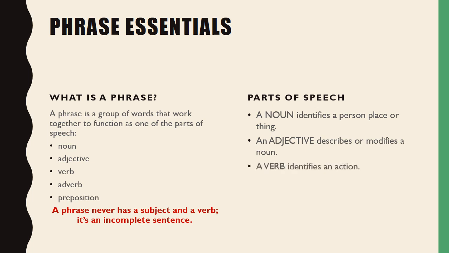A verb identifies an action. So, jump is a single word action, right? Mumble is another single word action. To mumble, I guess. To jump, to mumble. But again, you can have groups of words that do the same thing.